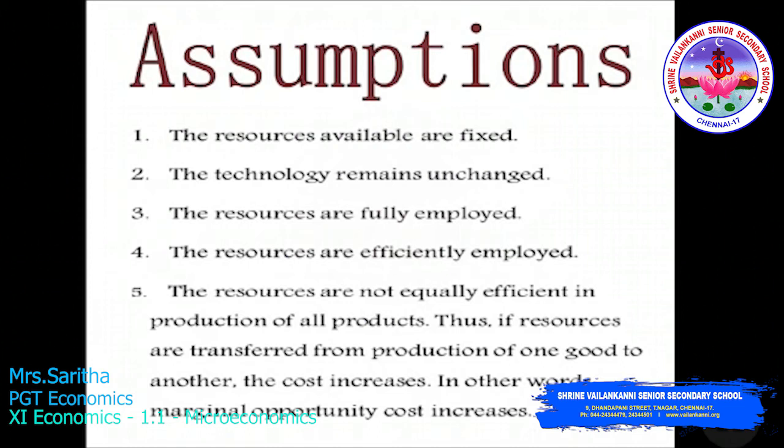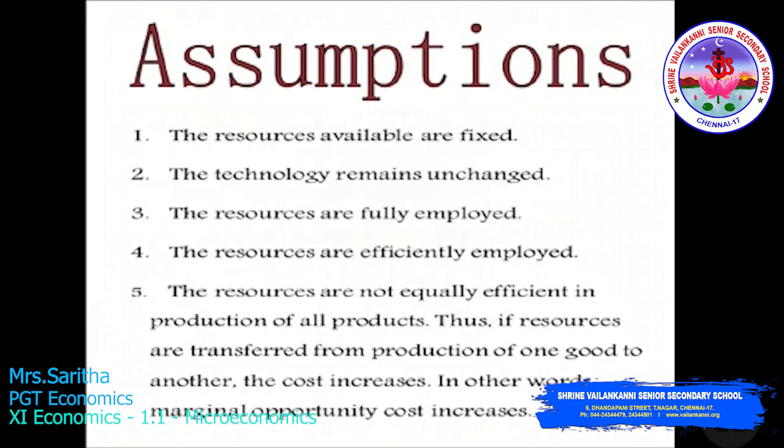Now let's discuss the first point. The resources available are fixed. The amount of resources in the economy is fixed. For example, land is a fixed one. But these resources can be transferred from one use to another. So, first point: the resources available are fixed, but they can be transferred from one user to another.